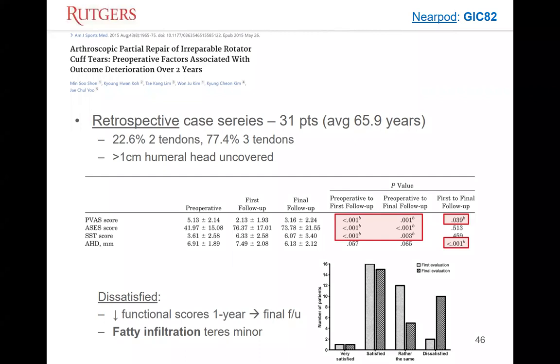Strangely, despite the increase in outcome scores, half the patients either felt the same or were dissatisfied with their results, with only 1 patient being very satisfied. This study, in contrast to the previous studies we saw, showed that a large cohort of patients with partial repairs will actually deteriorate in their outcome, even though their average scores will improve.